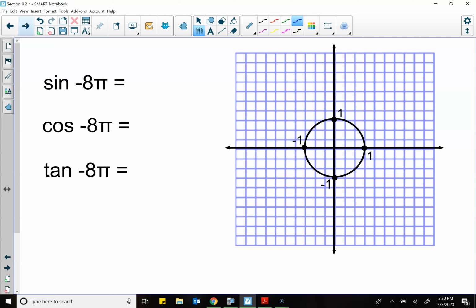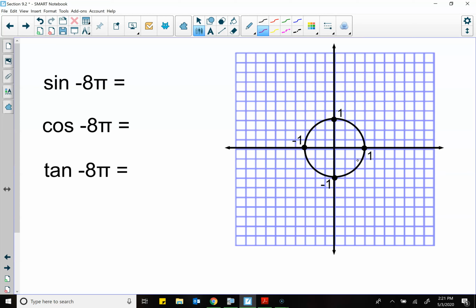Okay, so if you look at this and you looked at the unit circle, you know the circle goes from 0 to 2 pi. But we have negative 8 pi. That's a problem. Hopefully you're thinking back to 9-1 when we talked about coterminal. Let's figure out what the least positive coterminal angle is, or at least get an angle that's on the unit circle, because negative 8 pi is not on the unit circle.